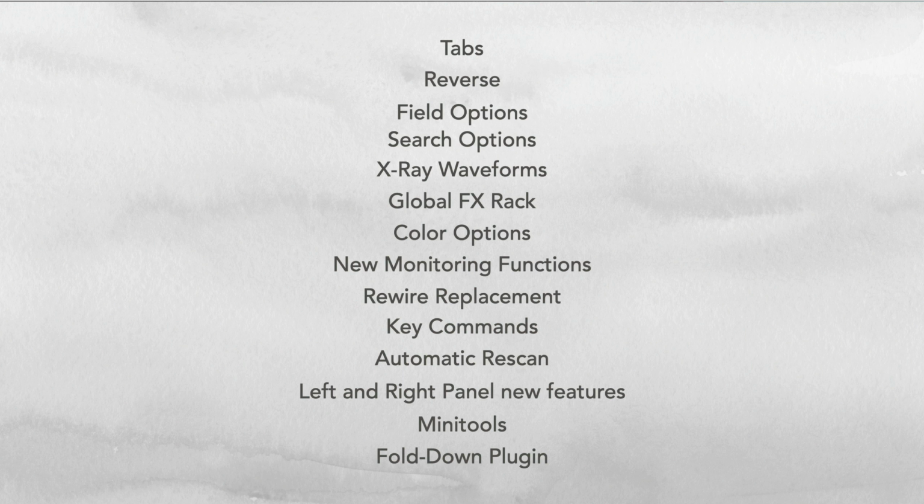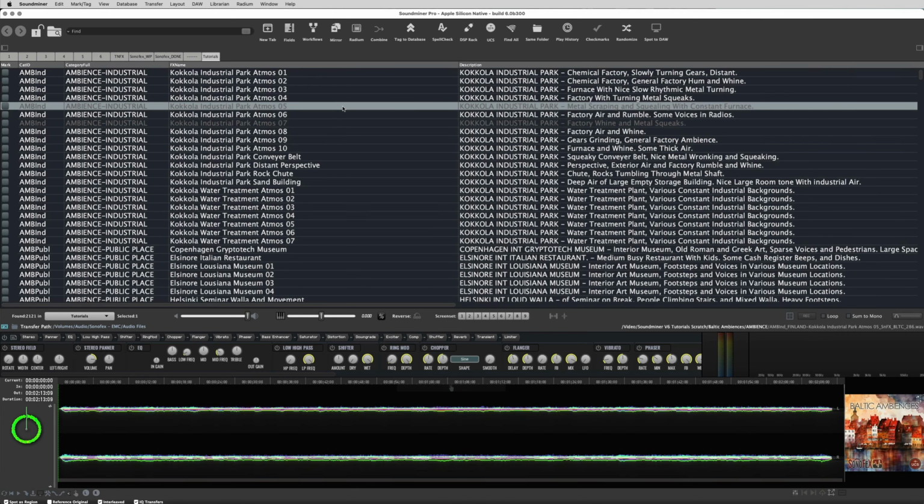There's a new mini tools menu directly accessible from the main browser. That's a quick way to get at some of the most custom things that people want to change. And there's a new fold down plugin for the DSP rack that handles multi-channel to stereo fold down in a really clever way. And we'll look at that. So real quick, I'm just going to give you a sort of walkthrough of some of those things.